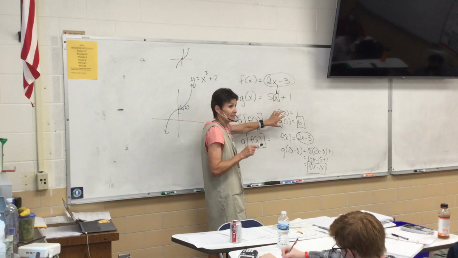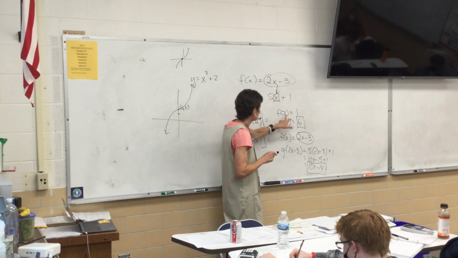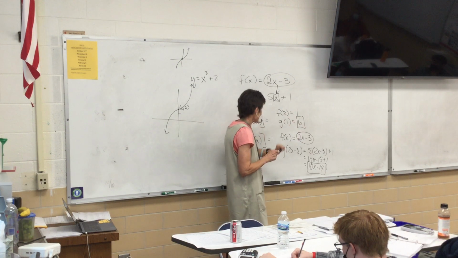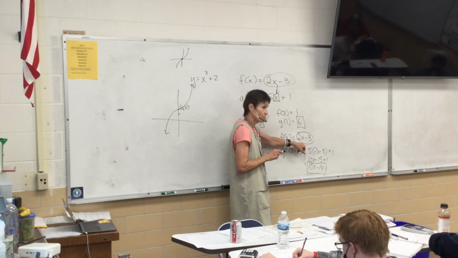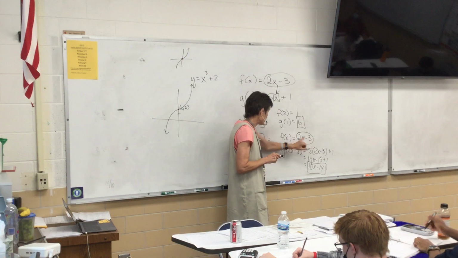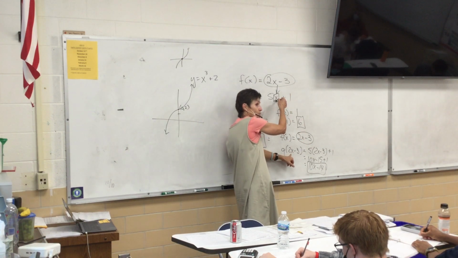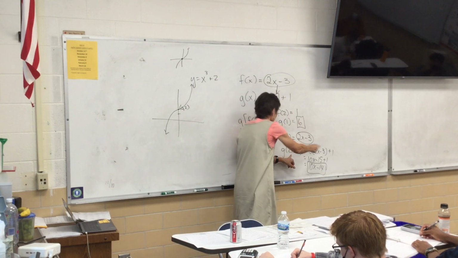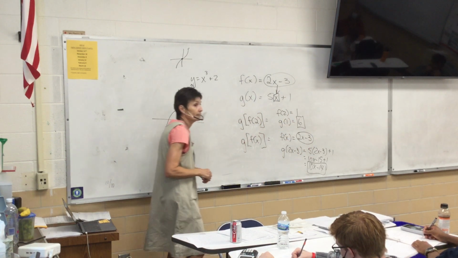I think almost everybody got the first one right. So you knew you put 2 into f, you got 1, take the 1 and plug it into g. Here, plug x in, you get 2x minus 3. Take the 2x minus 3 and plug it into g. So 5 times 2x minus 3 plus 1. And then just do the arithmetic to clean it up.